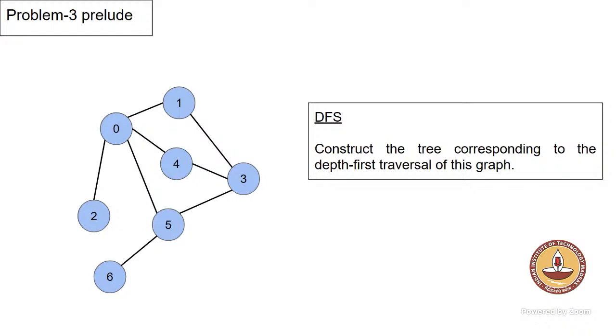3 is connected to 5 and 4. 4 is already visited, so we go to 5. 5 is connected to 0 and 6. Since 0 is already visited, we go to 6. From 6 we don't have anything to visit, so we go back to 5. All the nodes from 5 are also visited, so we go back to 3. All the nodes from 3 are already visited, so we go back to 1. We go back to 0, and from 0 we go to 2.